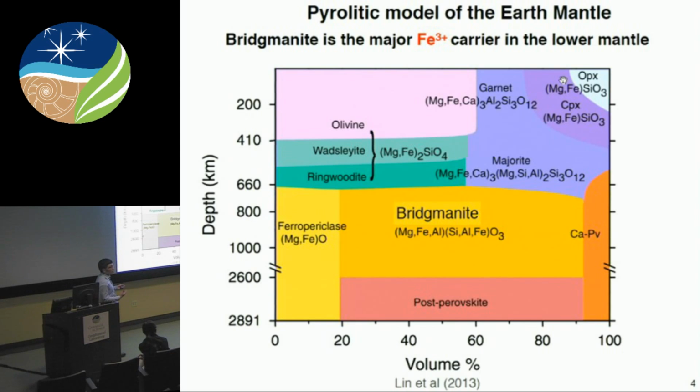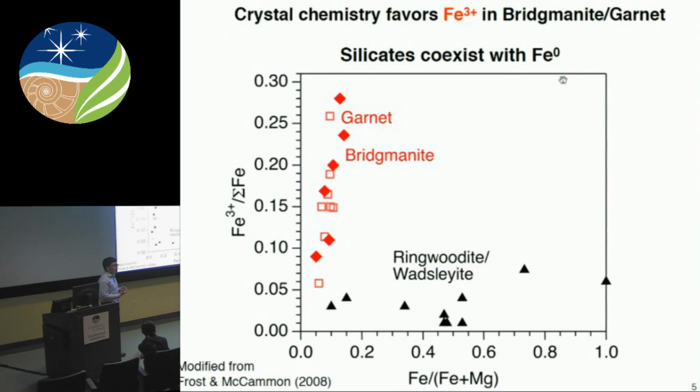Here is a pyrolitic model of the Earth, which shows, with depth, what the major minerals are and what their proportions are. In the lower mantle, the major mineral is bridgmanite, and also the deep mantle garnet, majorite. Both of them can incorporate a significant amount of Fe3+. That's why the lower mantle can be enriched in Fe3+.